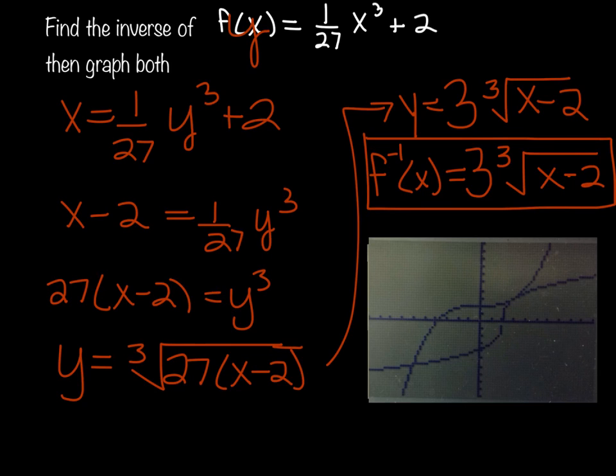And if you remember from when we learned about inverses the first time, inverses are supposed to be reflected over the line y equals x. Well, there's the line y equals x. It's a little stretched out on here because it's a rectangular window, but there it is. They're reflections of each other.